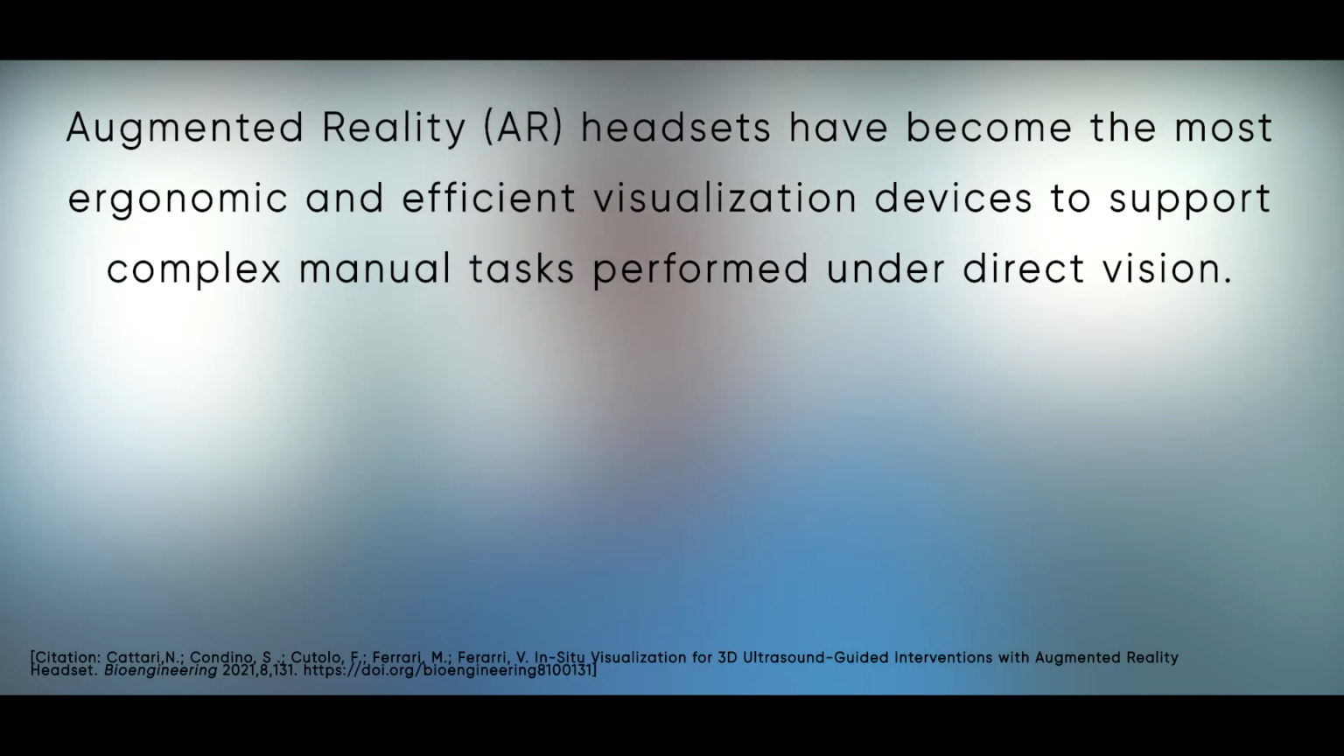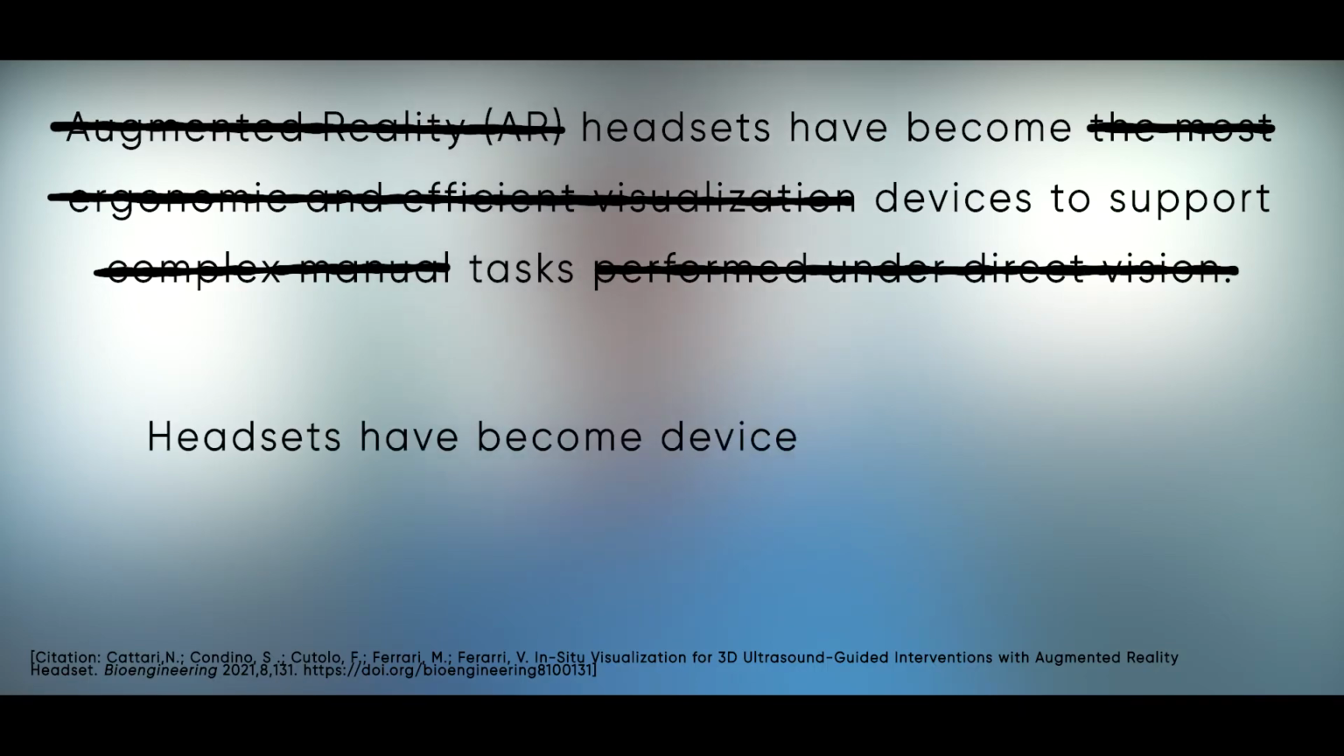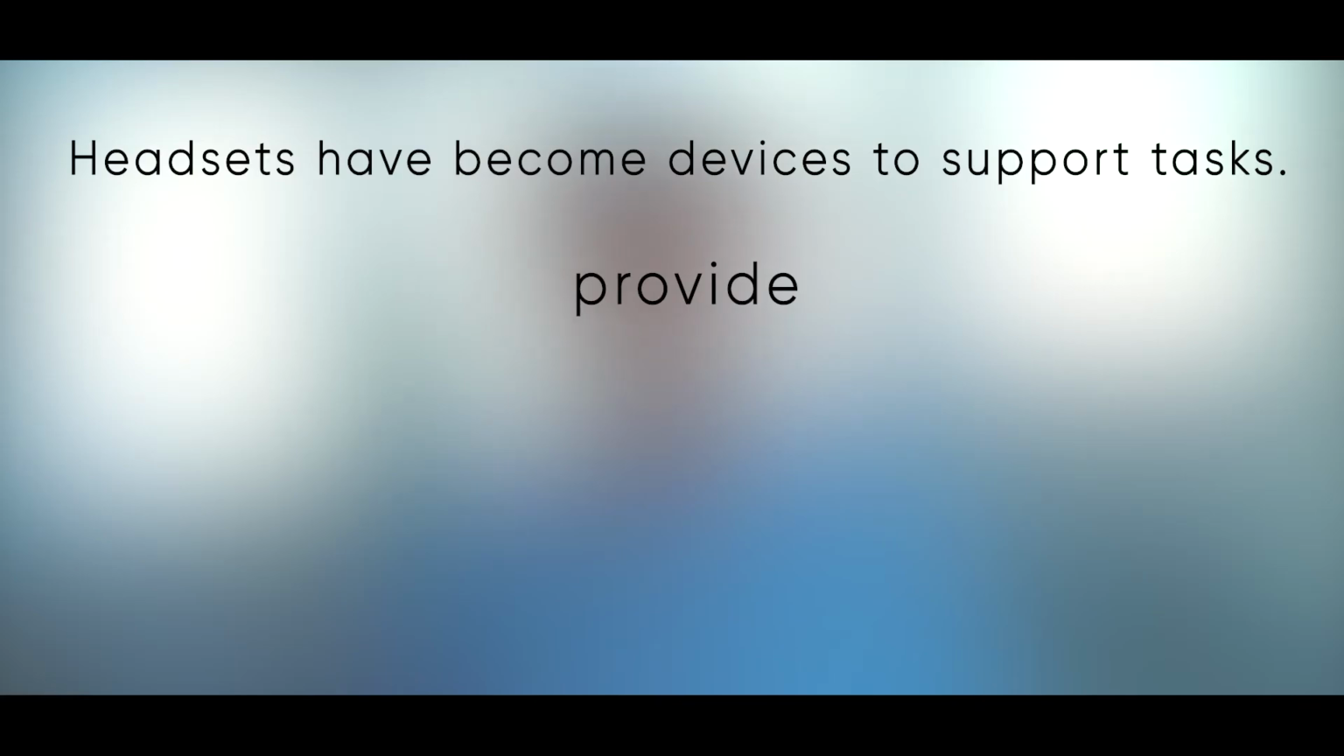This is the opening sentence from an article about using augmented reality to assist in surgery. If you strip away the modifiers, the story of this sentence is, "headsets have become devices to support tasks." That's abstract and vague, and there's no need to tell your readers that headsets are devices. There are more concrete actors and actions buried in this sentence, and a simple revision can bring them to the fore. "Provide" is a relatively abstract verb, but it's more active than "become."